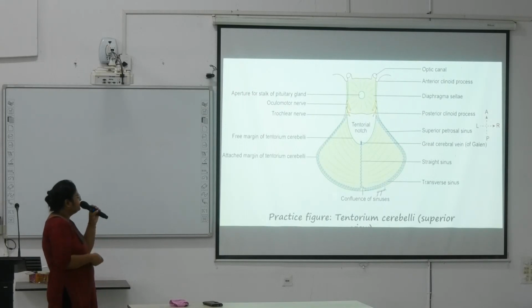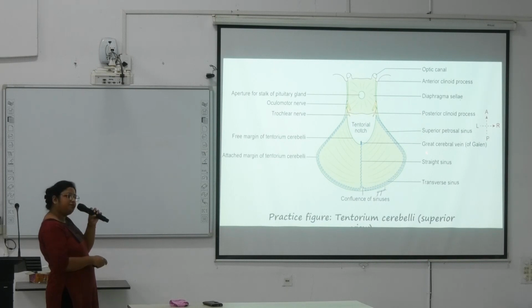See here, this is tentorium cerebelli. This U-shaped margin is the free margin. This is free and hanging freely, and its anterior end is attached to this anterior clinoid process. And the attached margin, this part, is attached to the posterior clinoid process.